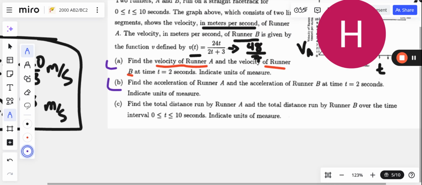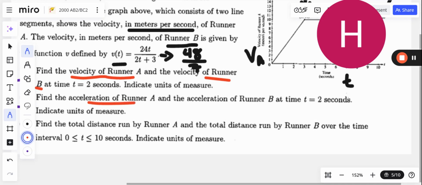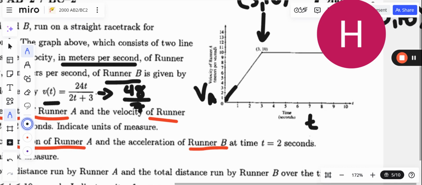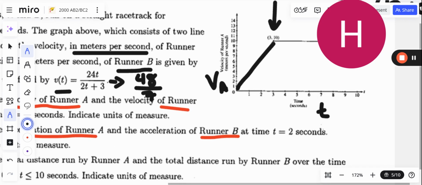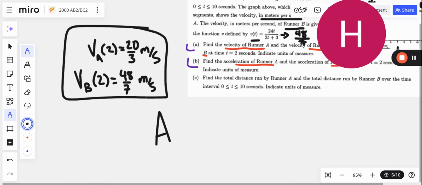Find the acceleration of runner A and the acceleration of runner B at time t equals 2. So the acceleration is the slope of the velocity. It's the derivative of the velocity. So that's just going to be the slope of this line segment for runner A. So that's going to be exactly 10 thirds. So the acceleration of runner A at 2 seconds is simply 10 thirds. That's pretty easy to figure out.